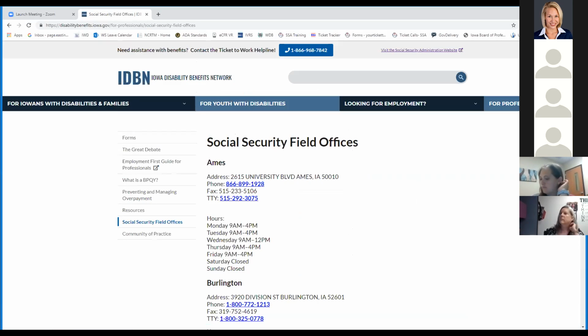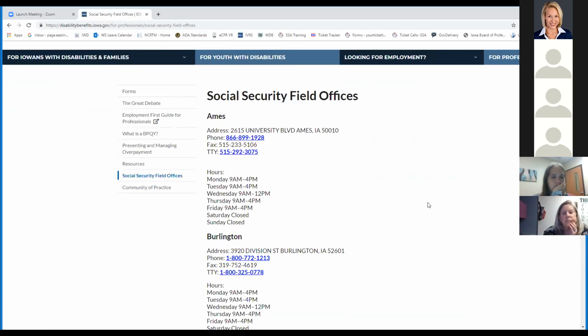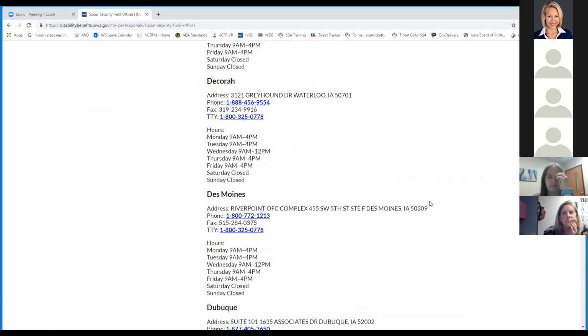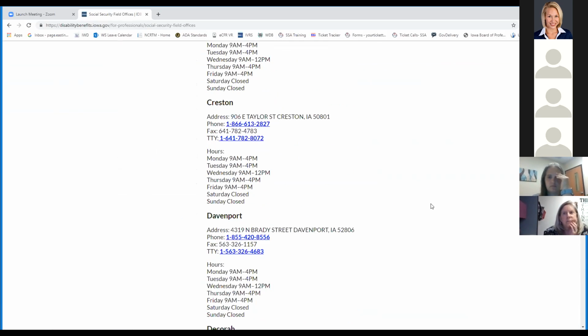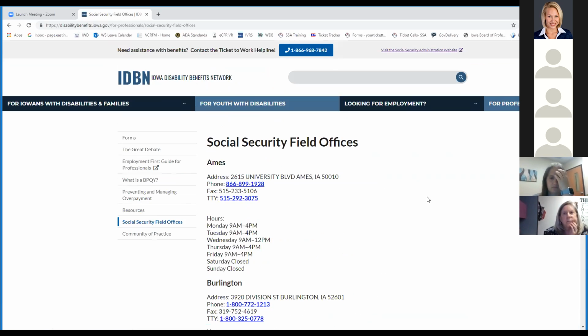And then the Social Security field offices. The contact information for each of those offices is on here. It's also available just on their website, but it didn't have the fax numbers. So now we have all of the information, the address, the phone number, the fax number, and the hours all in one place. So this should be a helpful tool as well.